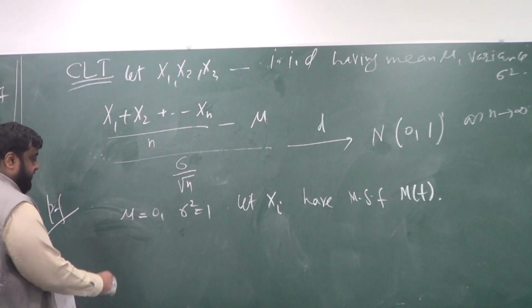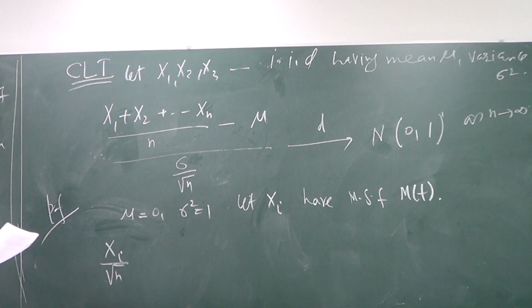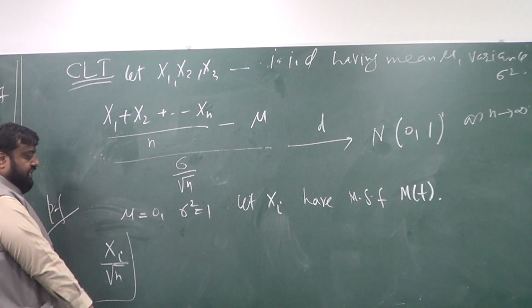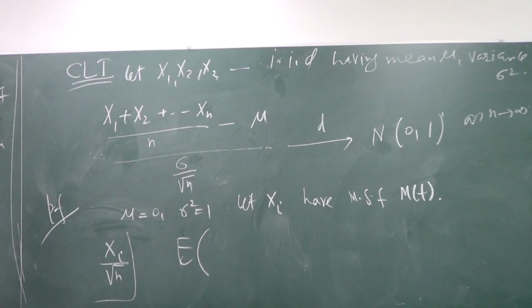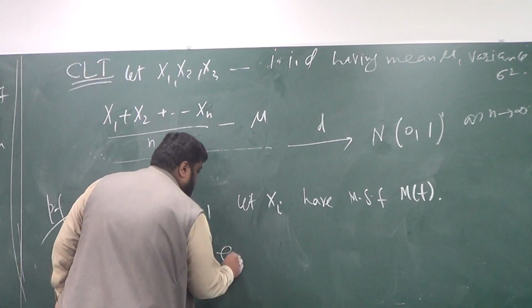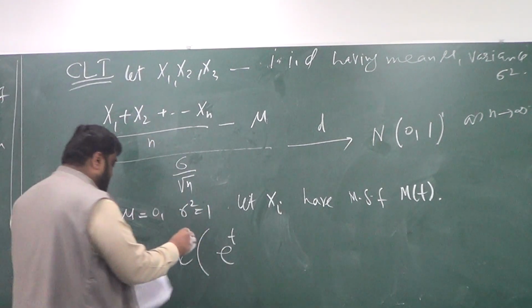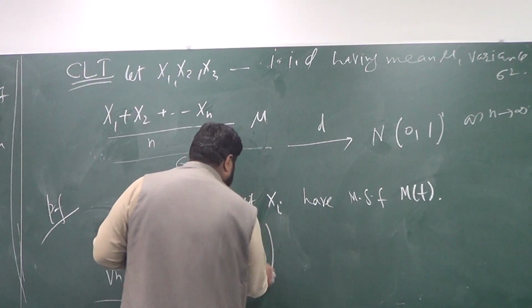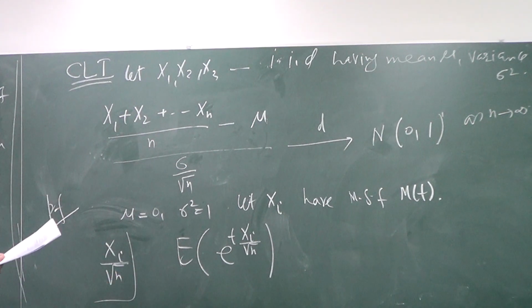Now consider the moment generating function of xi over the square root of n. In order to do that, I need to compute the expectation of e to the t multiplied by whatever your random variable is. So what is your random variable? Xi over square root of n, and i could be anything, 1, 2, 3, up to n. Is it making sense?